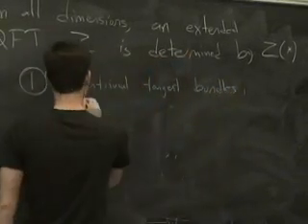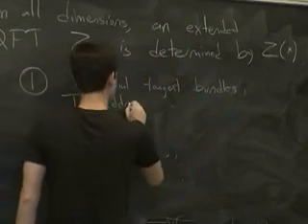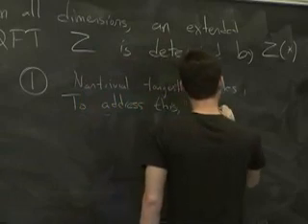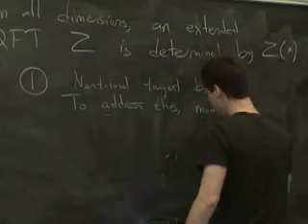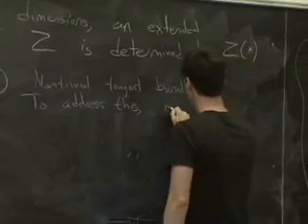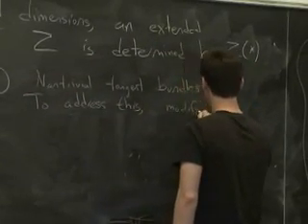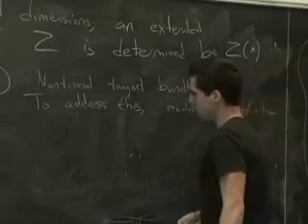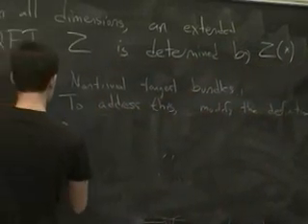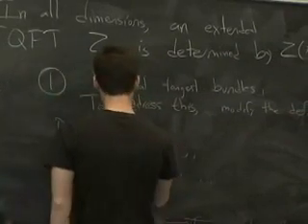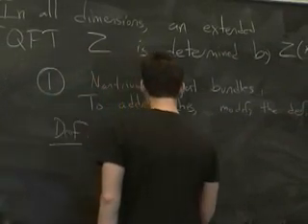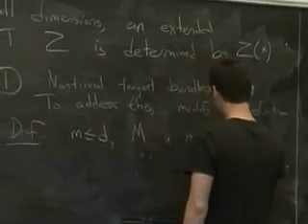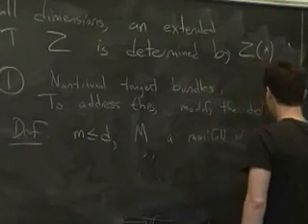And to address this, we're going to modify the definition. So let me introduce a little bit of terminology. Let m be less than or equal to d, and let M be a manifold of dimension m.